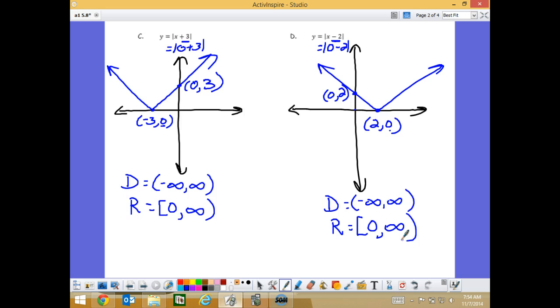So, just a quick overview. If you add or subtract a number outside the absolute value, you're moving it up and down. If you're adding or subtracting a number inside with the x, you're moving it left or right. In the next video, we're going to combine these 2 translations. We're going to move it left and right, and also up and down. So our vertex is going to move out in the middle here somewhere. So we'll take a look at that next.